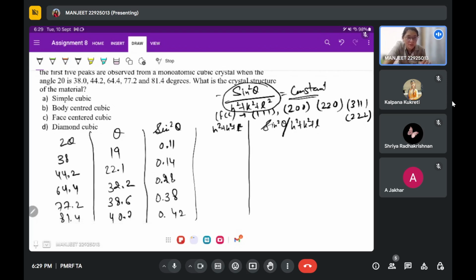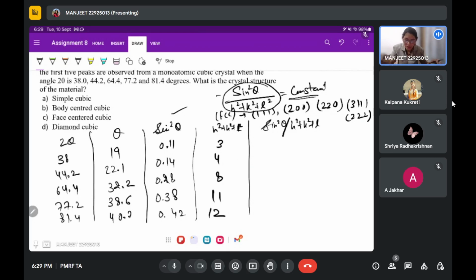So what will be h² + k² + l²? This gives you 3, 4, 2² + 2² which is 8, 3² + 1 + 1 which is 11, and 2² + 2² + 2² which is 12. So h² + k² + l² for the first five peaks of FCC will be 3, 4, 8, 11, and 12. Because we know the sin²θ values and also h² + k² + l², we will divide and get this.